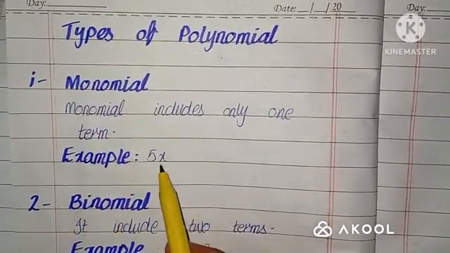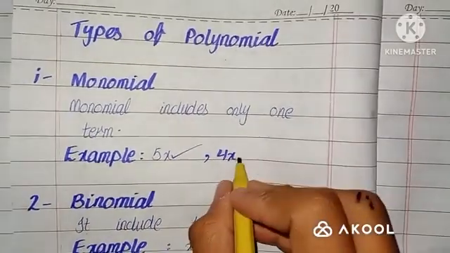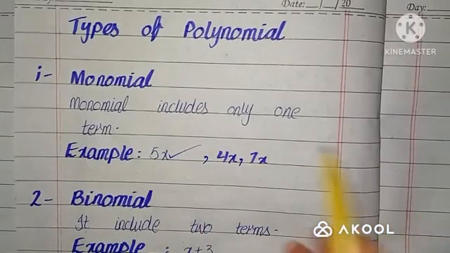It can contain just one term, like 5x, this is a term. We can also have something like 4x in it. It can also be 7x. In a monomial, we can only include a single term.